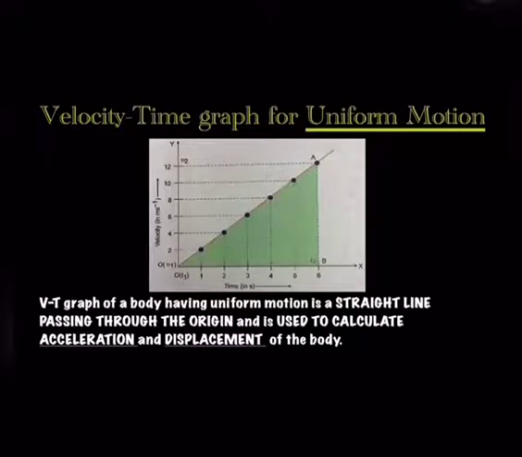The next is velocity time graph for uniform motion. The velocity time graph for uniform motion is a straight line passing through the origin and is used to calculate both acceleration and displacement of the body.